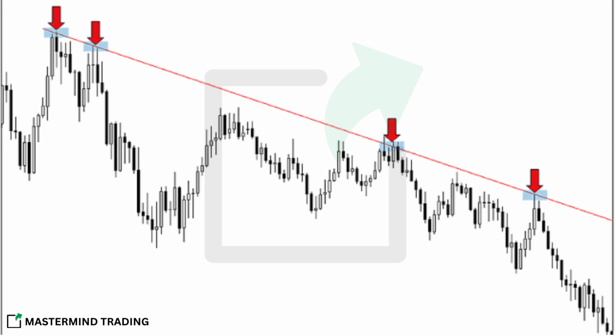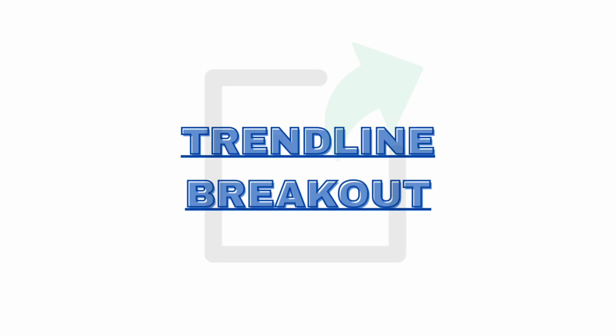One golden rule among trend line traders is that every time a trend line is tested and respected, the stronger the trend line becomes, regardless of whether it is a bullish trend line or a bearish trend line.